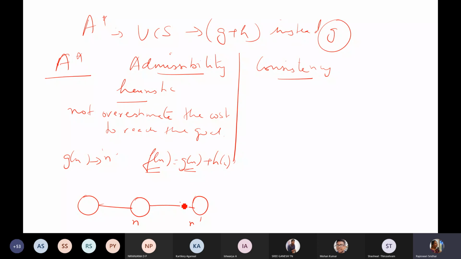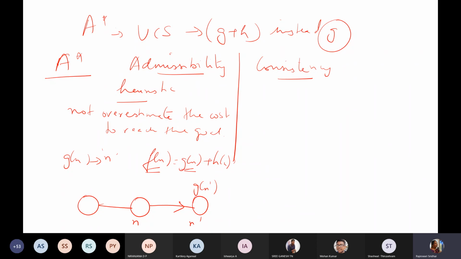But once you come here to n dash, the cost to reach n dash is considered in g of n dash and the cost to get out of h of n is also considered. So you are incorporating the cost. So that is called an admissible heuristic, where it does not overestimate. In the sense, it does not overestimate the efficiency of the cost to reach a particular goal state.